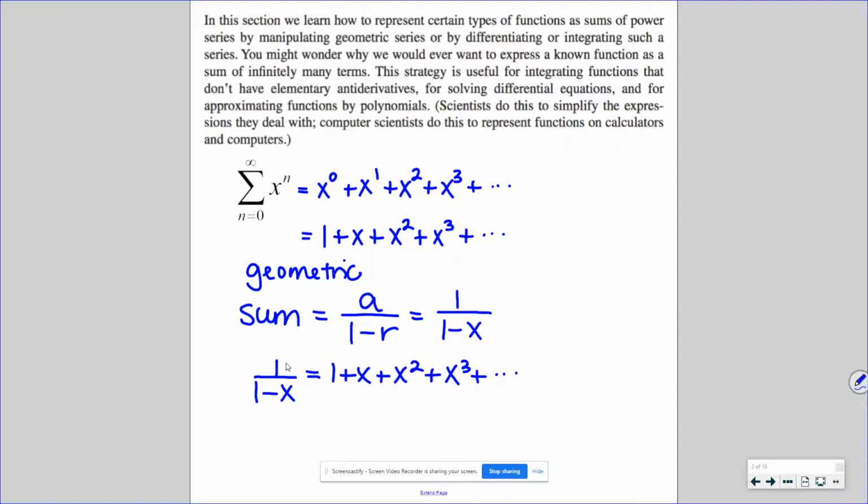So basically, if I had 1 over 1 minus x and I needed to investigate that, like take an antiderivative or something, I could write it as a series and then antiderive this series. Okay, it's easier to antiderive the stuff on the right than it is the stuff on the left. The stuff on the left, by the way, you'd have to use partial fractions to antiderive that. So that's the whole point of this lesson, okay?